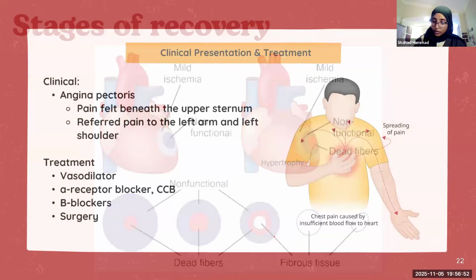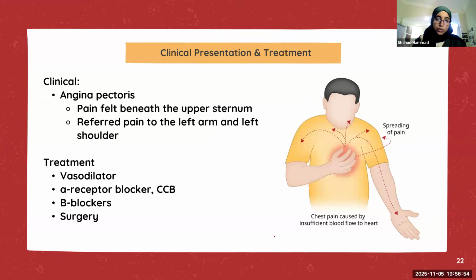Okay? Now we've talked about the pathophysiology, we've talked about the physiology and everything behind the ischemic heart disease and coronary artery disease, but when we want to talk about the actual presentation in the patient, we have something called angina pectoris. This is a pain felt in the upper sternum.